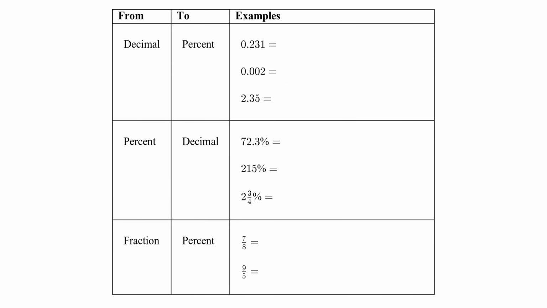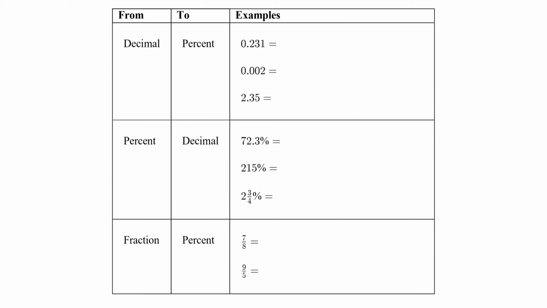Let's convert from decimal form to percent form. So if I have the decimal 0.231 and I want to convert this to a percent, I'm going to multiply by 100, which essentially means move the decimal 2 places to the right. So this would be 23.1%.